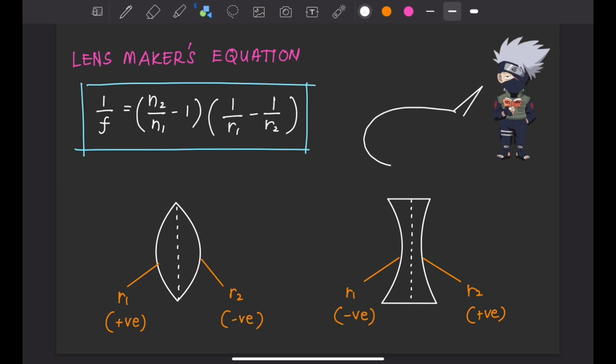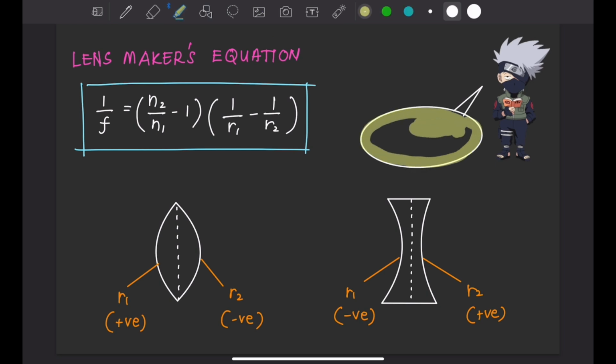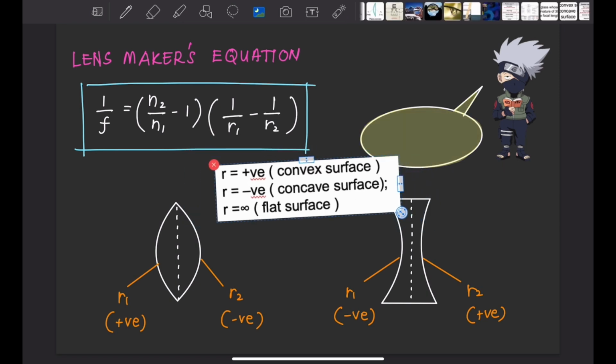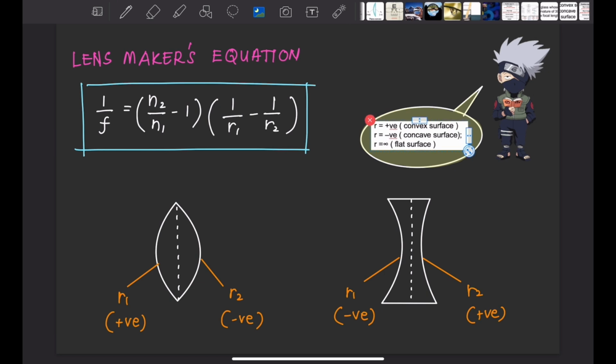And if you wonder why we have some r positive and some negative, this is because we have a rule to determine the sign. Okay, so for convex surface, the radius of curvature is positive, and for concave it was negative, and if your lens has a flat surface, the r is infinity.